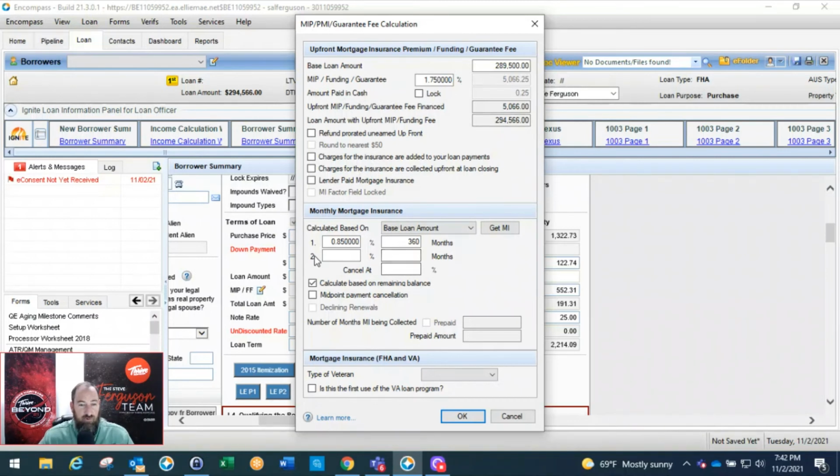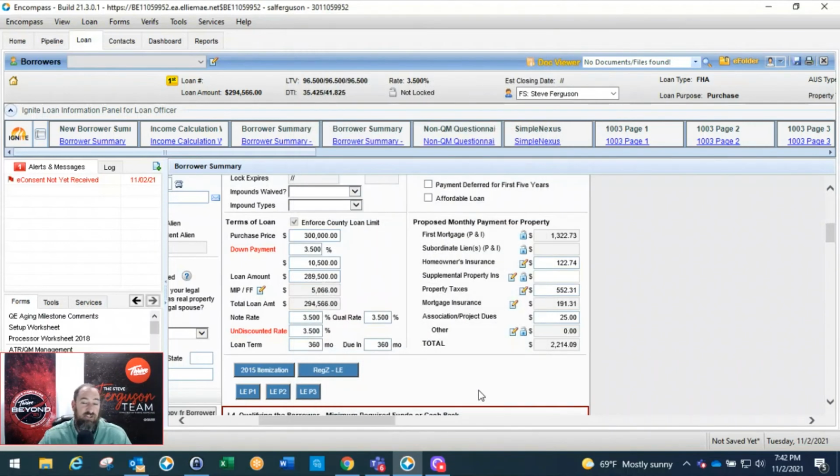The monthly mortgage insurance is a factor of 0.85, and it never cancels. Right now, the way FHA is set up, mortgage insurance is for the life of the loan. There is discussion that they may change this back where mortgage insurance may terminate, but right now it's still for the life of the loan on FHA.